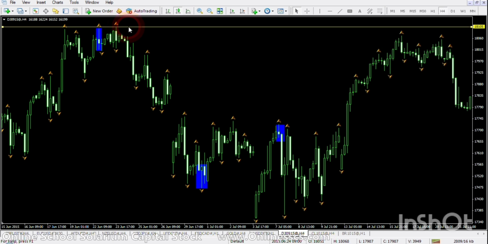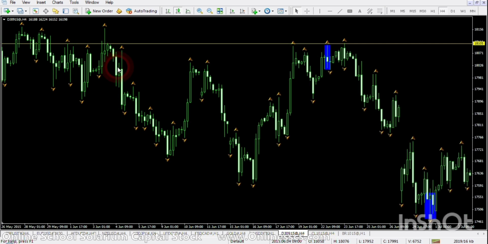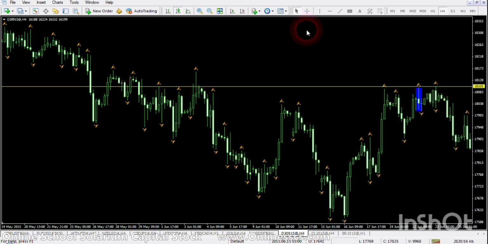And my main pivot was here. That's why the price couldn't pass it. It didn't really make my candle invalid. But after this candle, we expected the price to drop. And there was a drop.